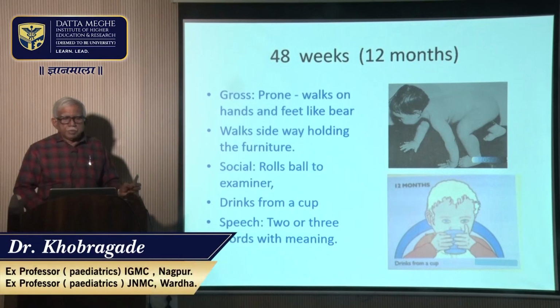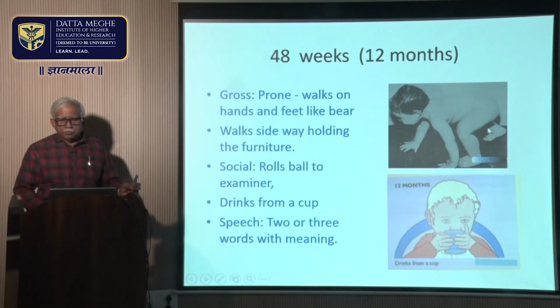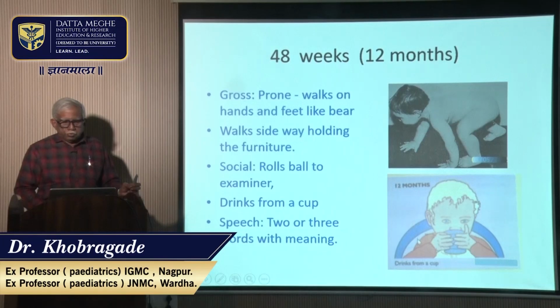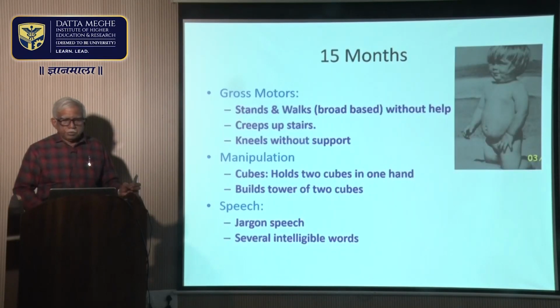Now at 1 year, in a prone posture, he walks like a bear. So on hands and feet, this is called a bear walk. This is possible by say 12 months of life. Walks sideways also, holding the furniture. He rolls a ball to the examiner, drinks from a cup like this, what is being shown over here, and 2 to 3 words with meaning, that means dada, baba, like that he can speak at this 1 year of age.